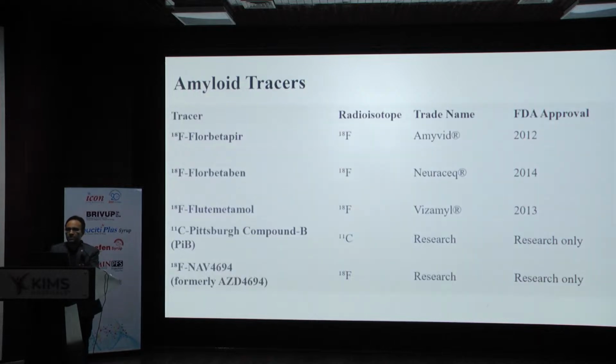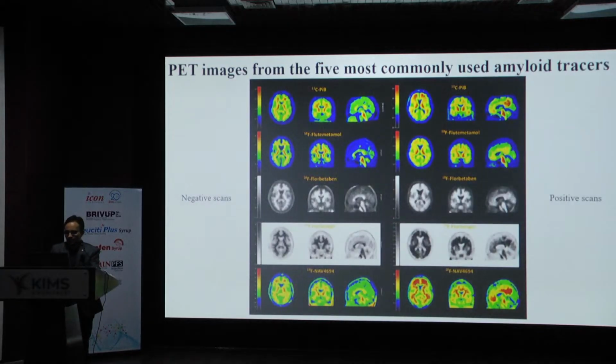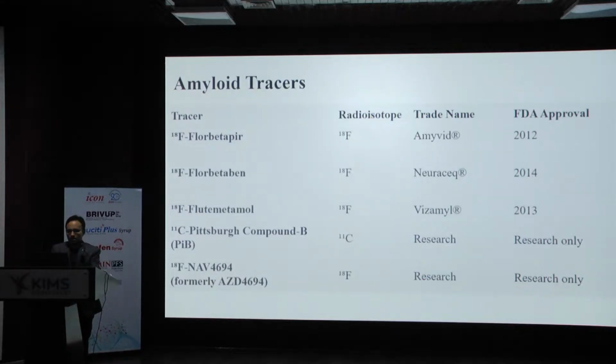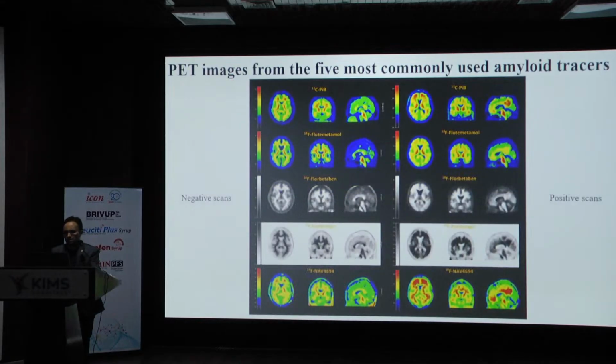And these are the various tracers that are being used. If you see, the first three tracers are the only ones which are FDA approved. We are using at NIMHANS the last one, NAV 4694, because the first three are not available in India due to some logistic reasons. But we have used NAV for all our patients in the last 2-3 months, and this is again based on research itself.